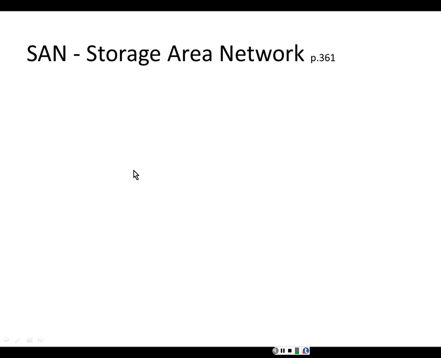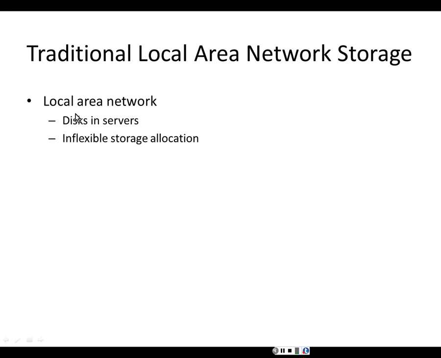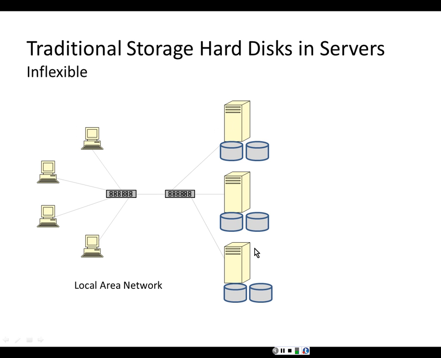Now let's go to page 361 and discuss what's meant by a SAN, a storage area network. Now, in a local area network, typically the disks are in the servers, and that makes for inflexible storage allocation because the disks are in the servers. So if each server only needs two hard disks, that's great. But suppose this server needs 3 hard disks worth of capacity.